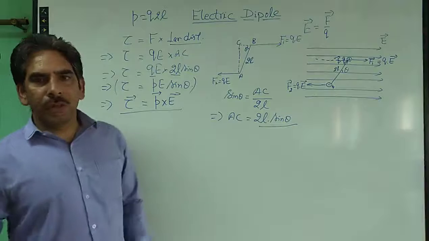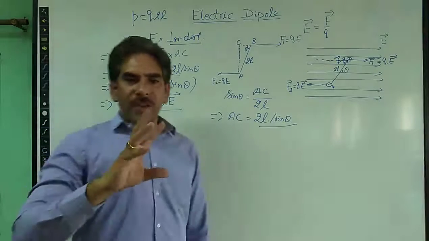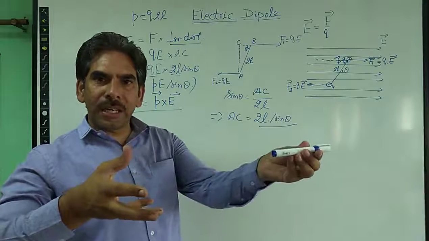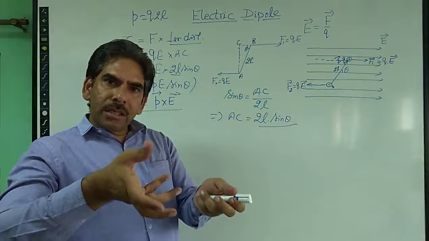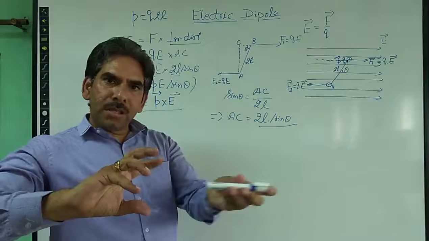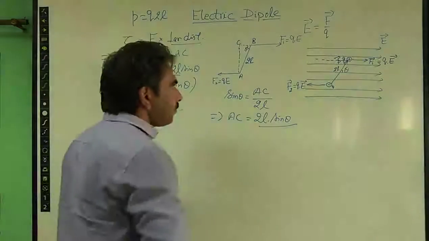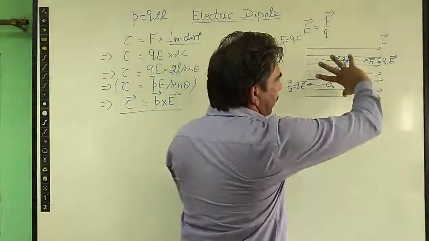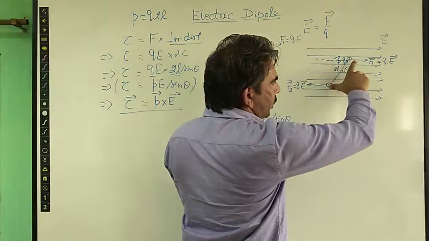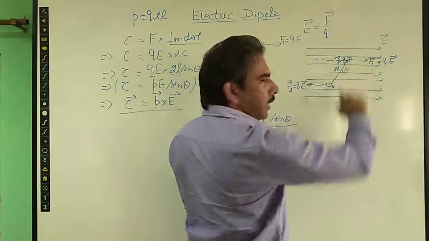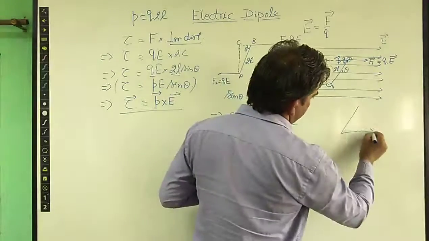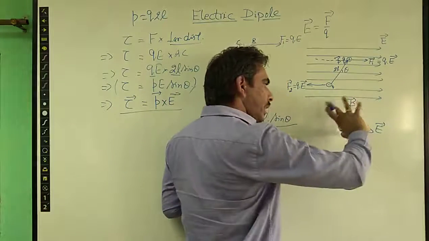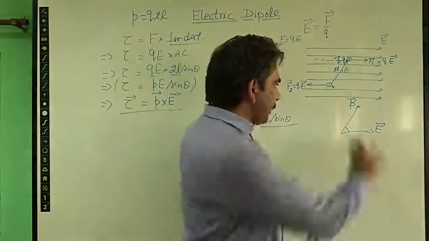For direction, we follow the right hand screw rule, which says that if we rotate a screw clockwise, it advances in the forward direction, and if we rotate a screw anti-clockwise, it comes backward. In this case, here is the dipole moment P, and this is the electric field. Whenever the dipole rotates in this direction due to this torque, it will align itself along E. So this dipole is rotating towards E.